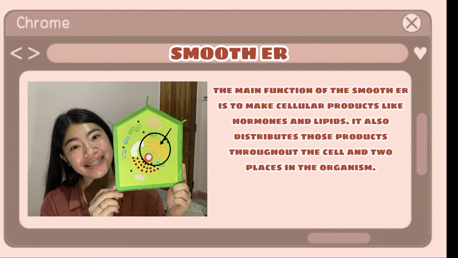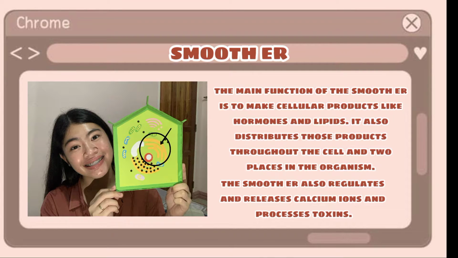The main function of the smooth ER is to make cellular products like hormones and lipids. It also distributes those products throughout the cell and to places in the organism. The smooth ER also regulates and releases calcium ions and processes toxins.